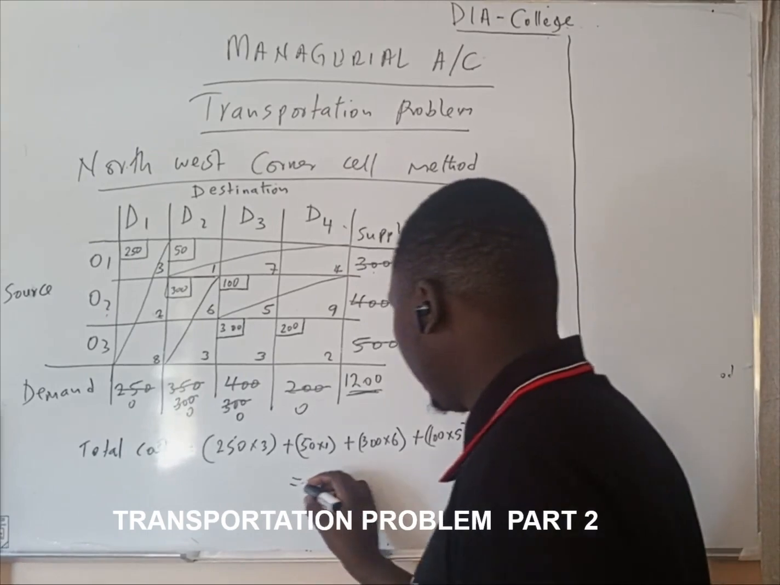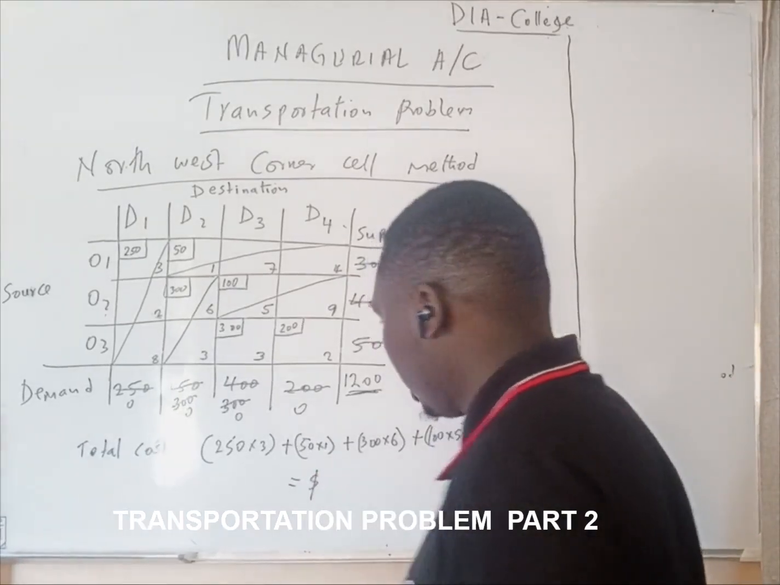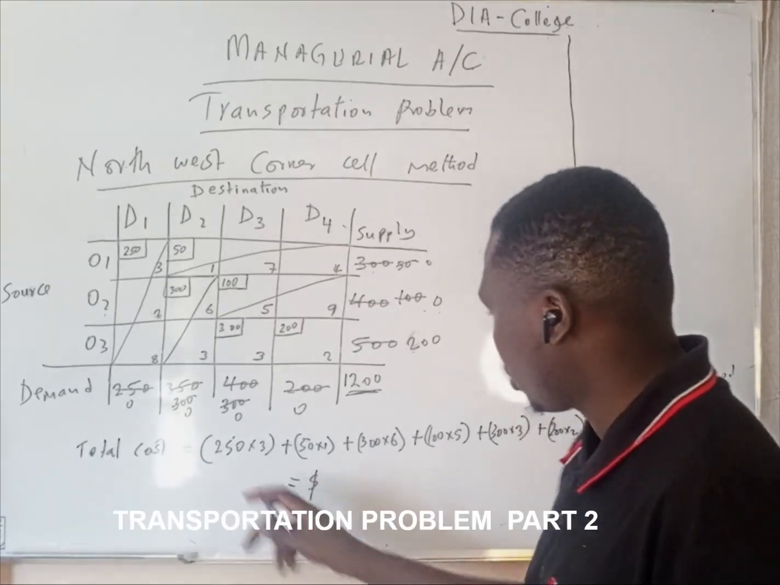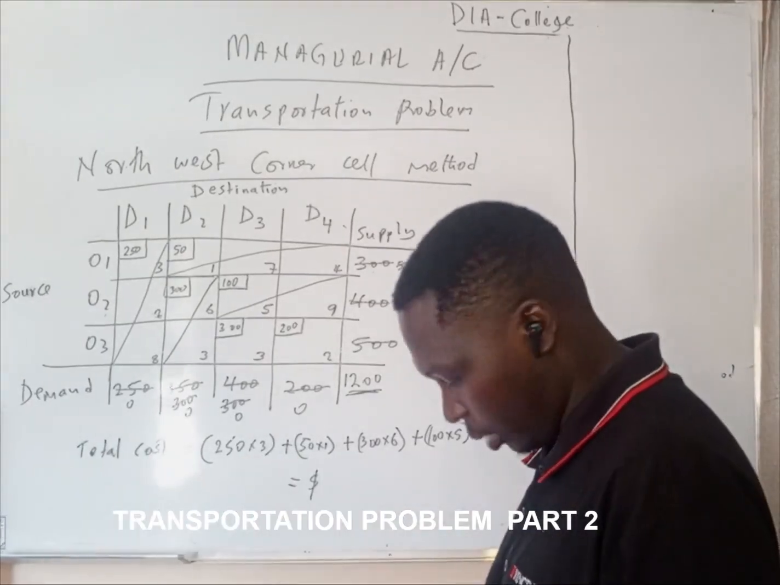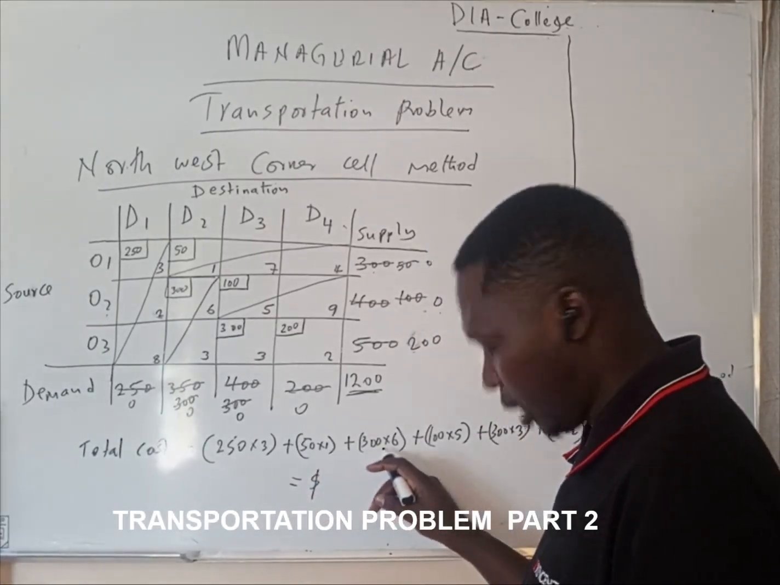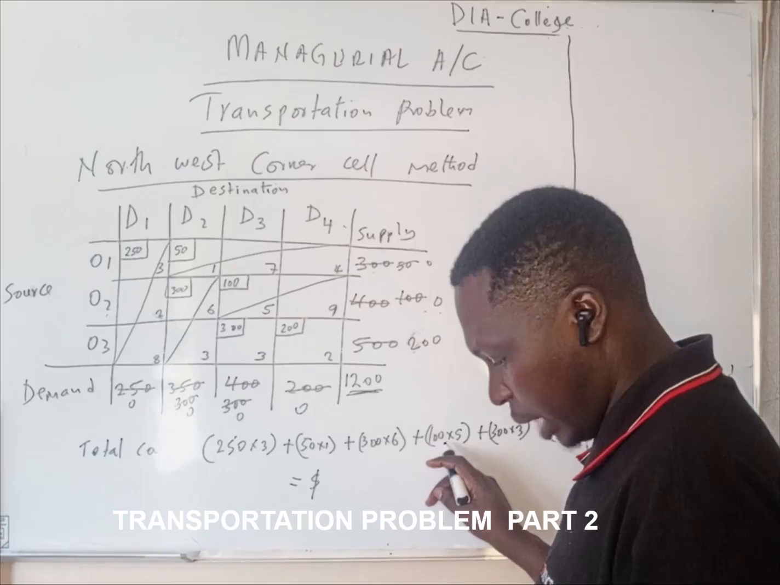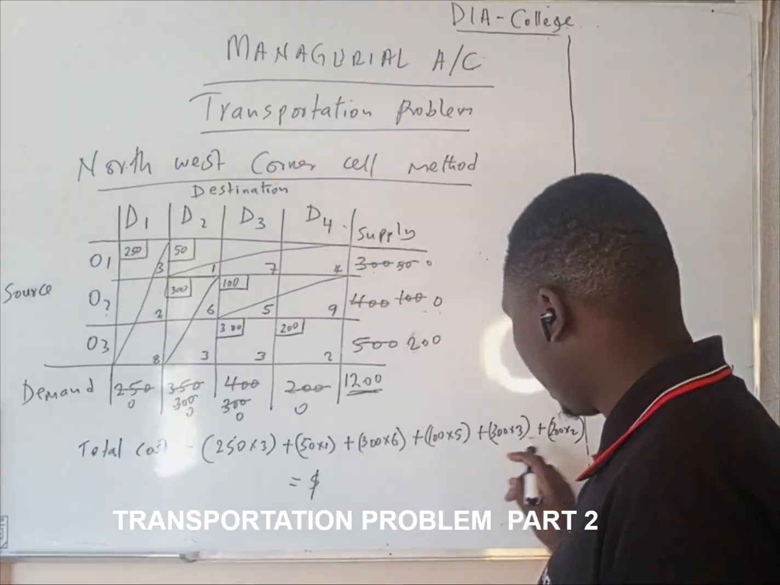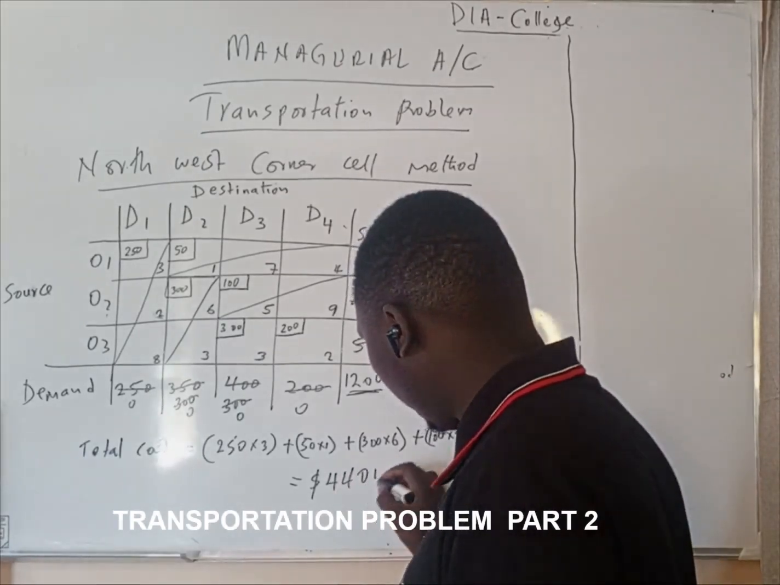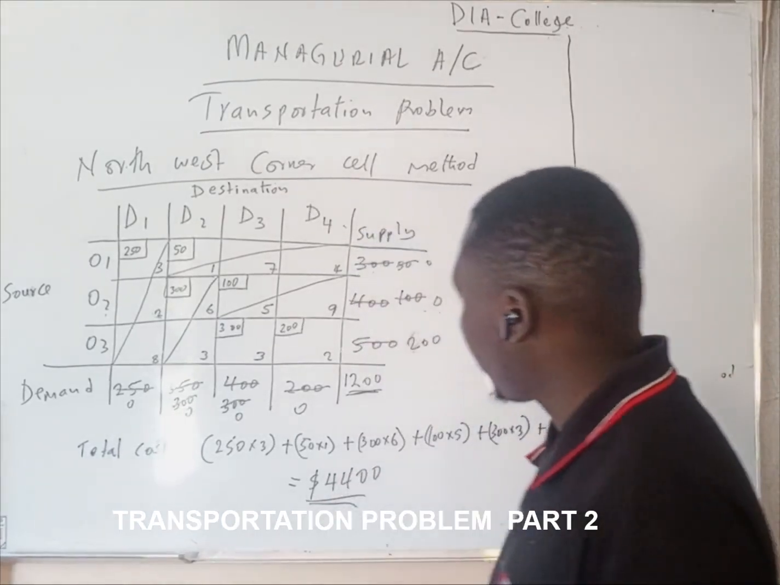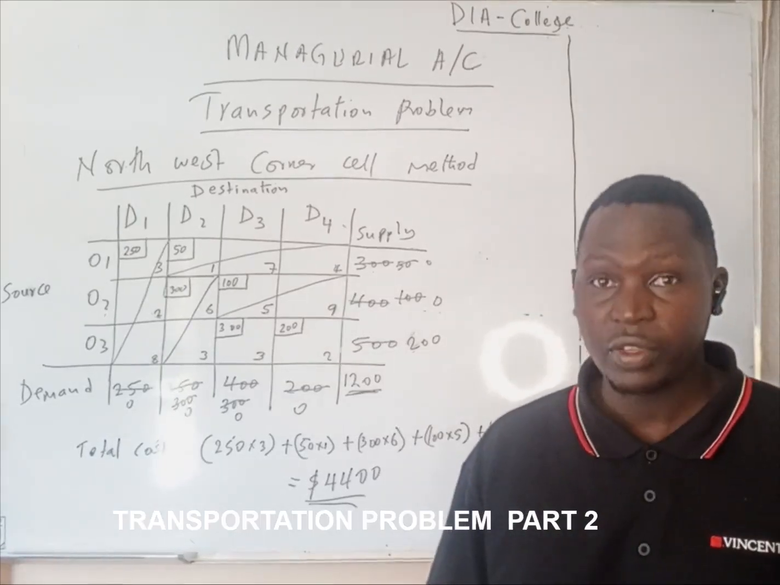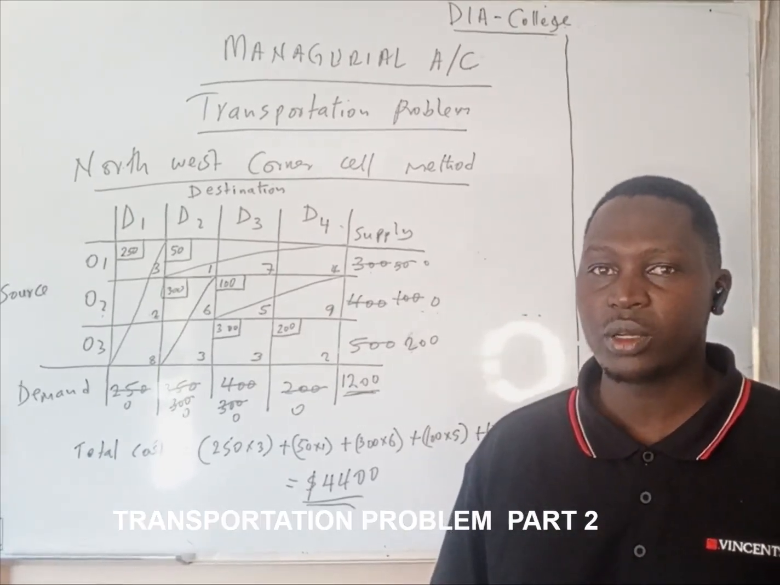If you do the calculation, this will give us the total cost. We are adding all these values: 250 times 3, plus 50 times 1, plus 300 by 6, plus 100 by 5, plus 300 by 3, and the last one. This should give you a value like 4,400. This is the total cost of transportation using the northwest corner method. In our next video, we're going to see how to use the least cost cell method.